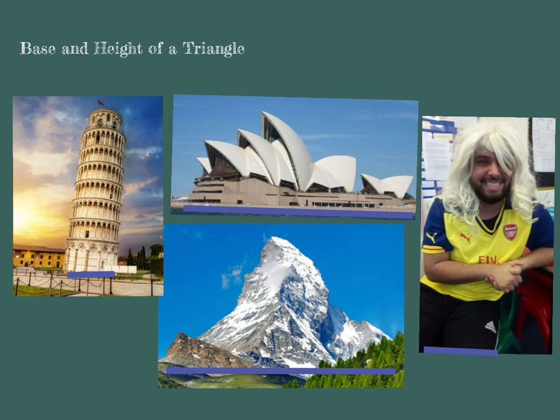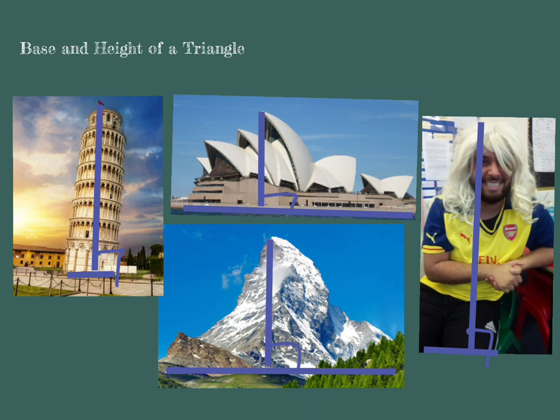The height is how tall it is. It's a line from the bottom to the top that goes up perpendicularly. You might remember from year 4 that perpendicular means it goes up at a right angle. So these are all going up at a right angle, at 90 degrees. So we can see the base of all these shapes and the height.